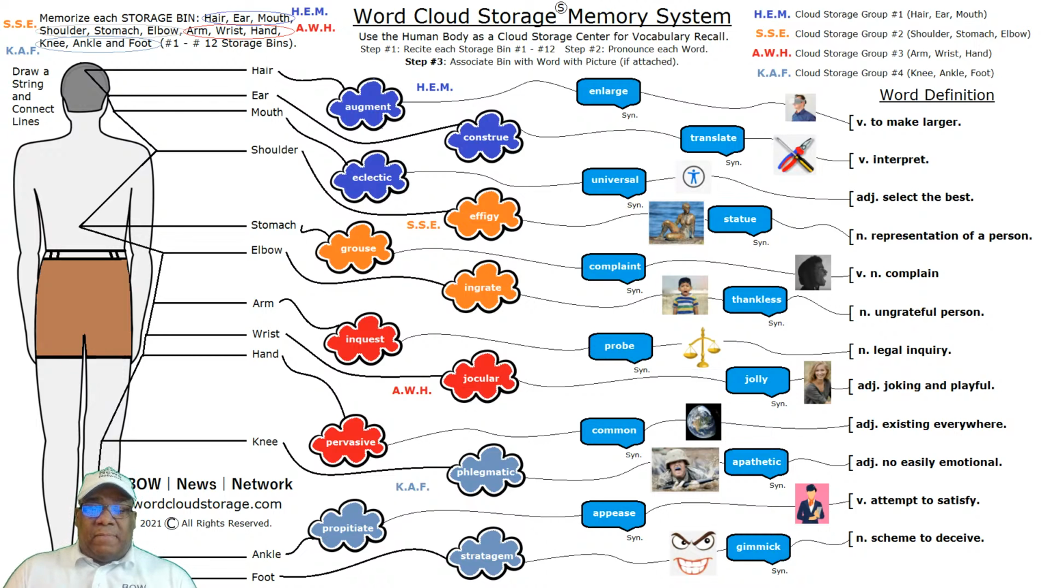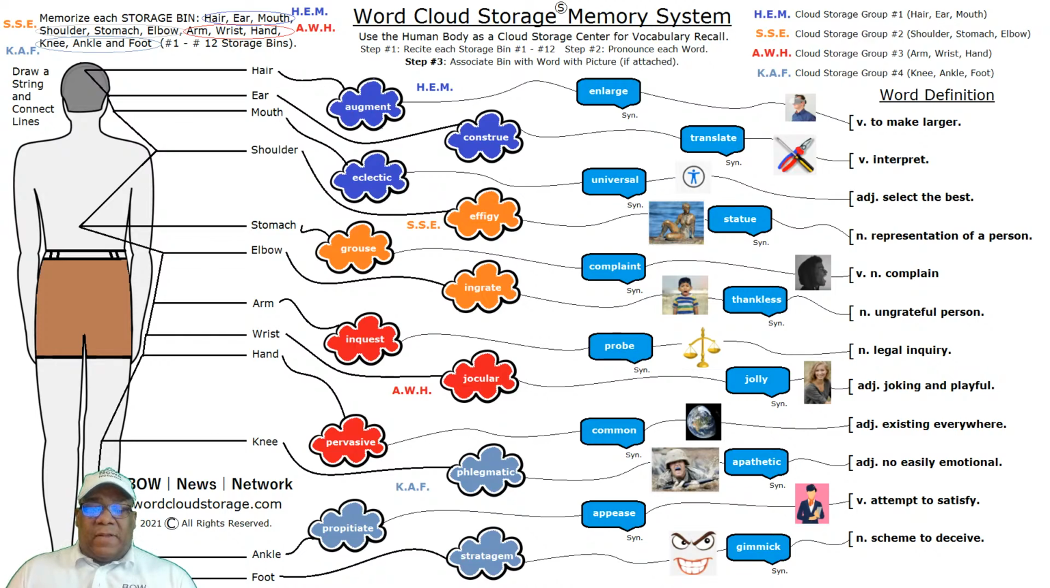So let's see. Phlegmatic, apathetic. It's not easily emotional. Sorry for the typo. Not easily emotional. And we do have a picture of an American soldier, the epitome of bravery and courage, or a soldier there. And so not easily emotional. And that is the knee group.